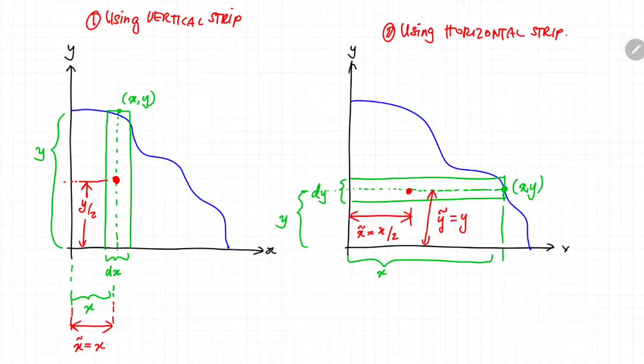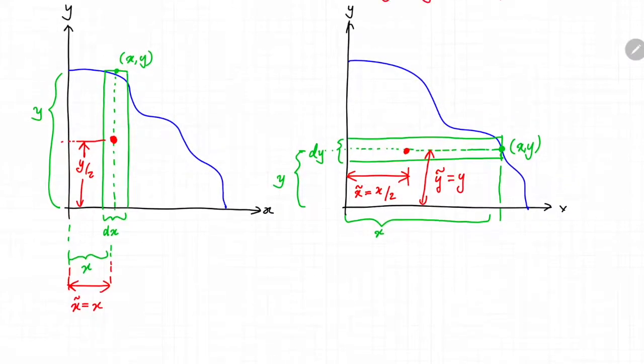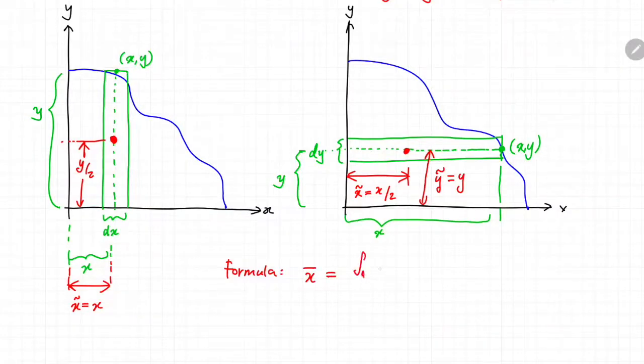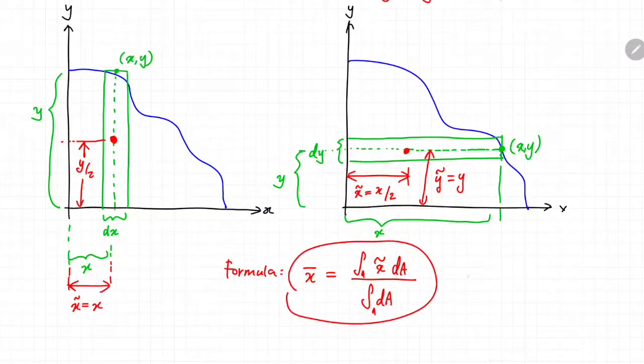Now the formula to define the centroid of that entire area, that blue boundary over there, is by using the integration function as well. The x bar, or the x coordinate of the centroid, would be the integration of the x curve, which is the x coordinate of the particle or the strip, multiplied by dA, the differential area of the particle or the strip, divided by the integration of dA. The same formula applies when you want to calculate the centroid along the y-axis.